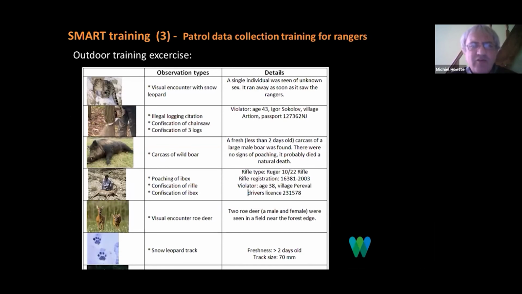About this outdoor exercise, this is an example for something that could be done in snow leopard habitat. Basically, you make a list of observations that can be encountered in the field.